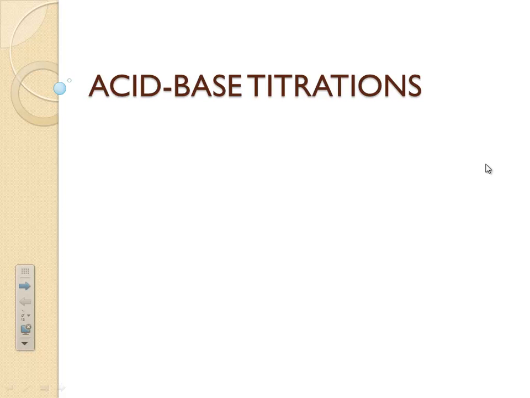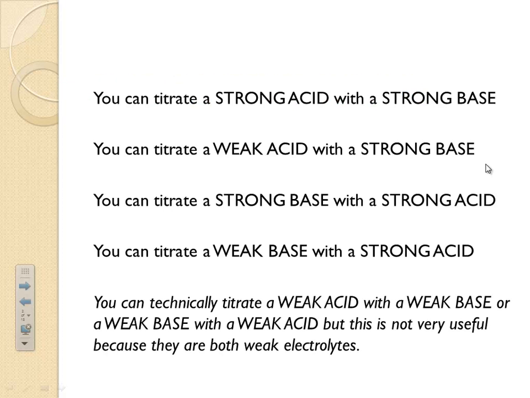It's really important that you understand that a titration is an experimental way of determining the molarity of a solution of acid or base by performing a neutralization reaction using a solution of known molarity. There are 4 major types of titrations that can generally occur. You can titrate a strong acid with a strong base, a weak acid with a strong base, a strong base with a strong acid, or a weak base with a strong acid.